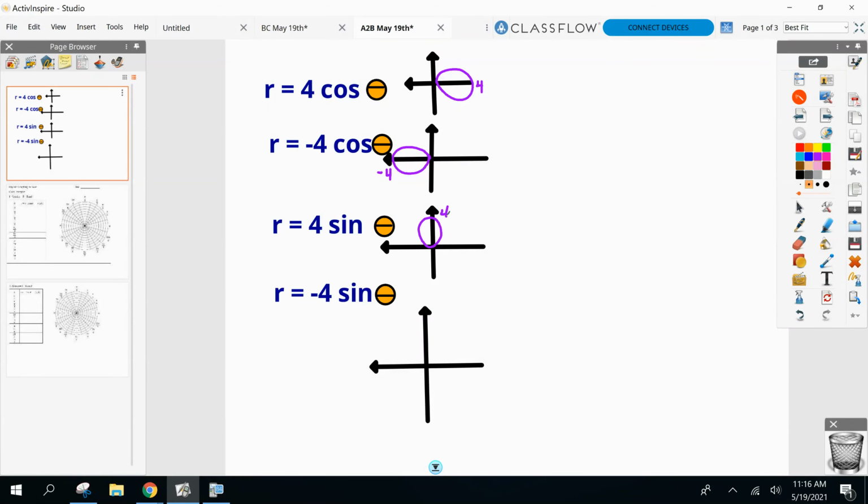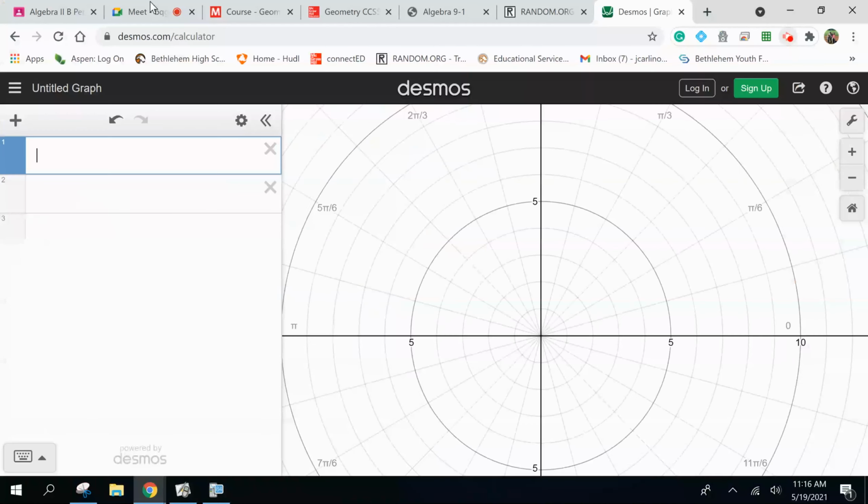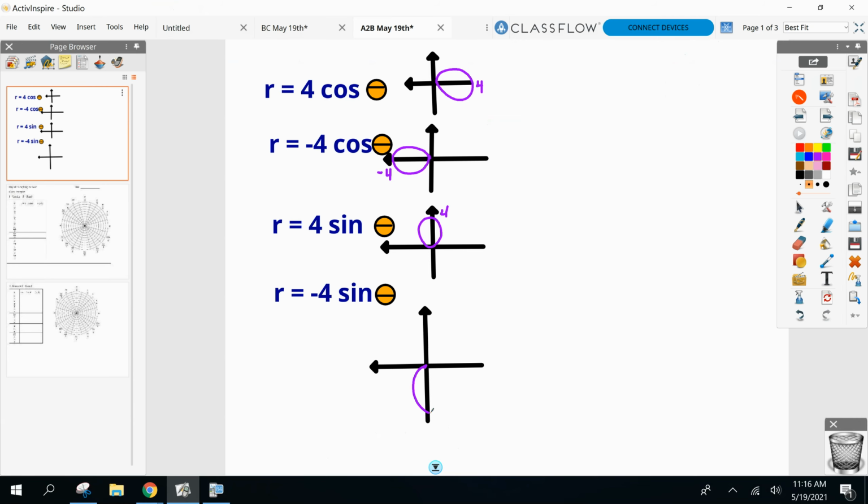Okay. My mic's fine. It's been on. My mic's all good to go. And then if it's negative number with sine, on the bottom. Okay? All right, we're all good.